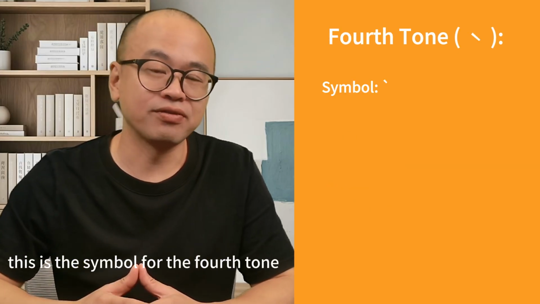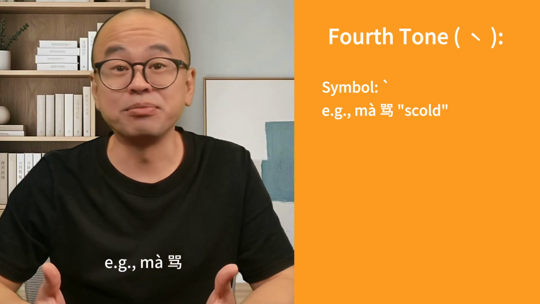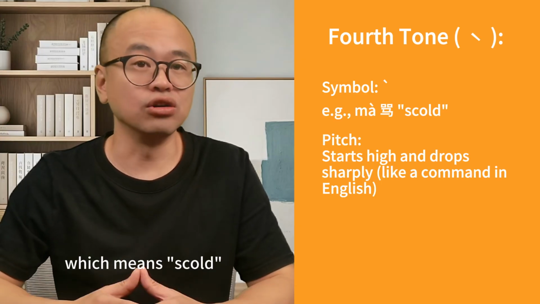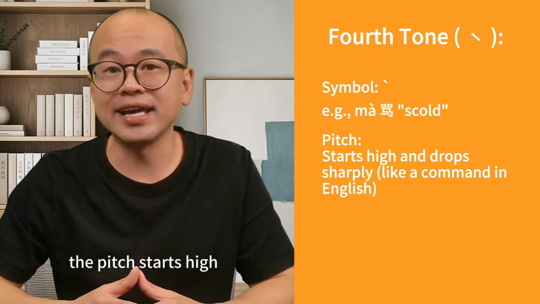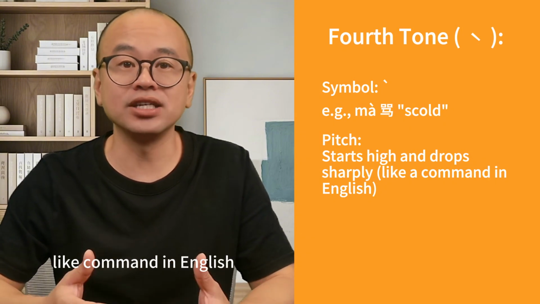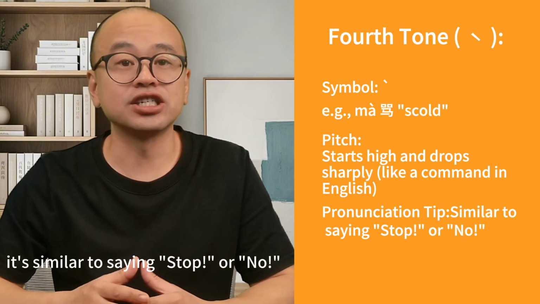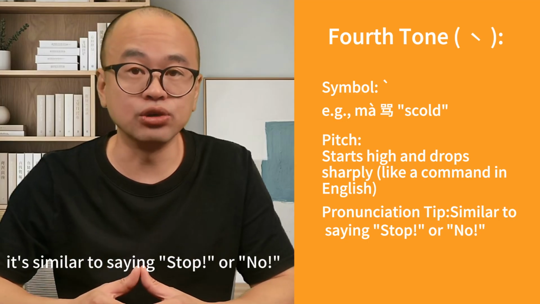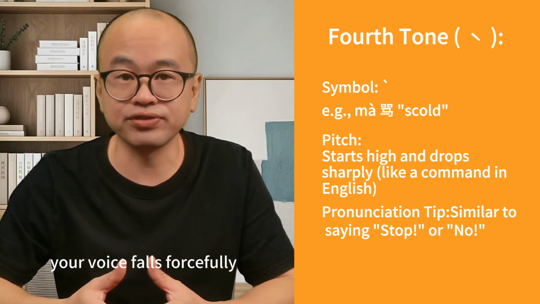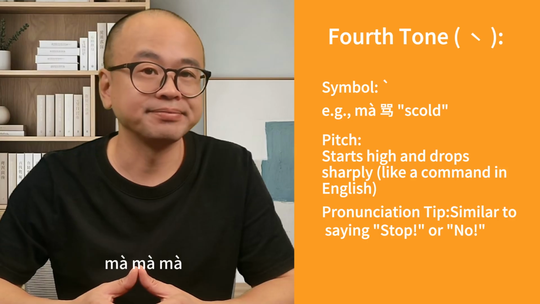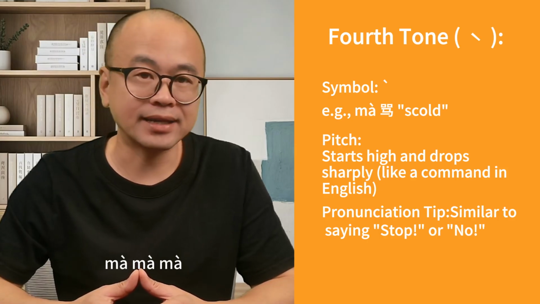The fourth tone. This is the symbol for the fourth tone. For example, mà, which means scold. The pitch starts high and drops sharply, like a command in English. It's similar to saying stop or no. Your voice falls forcefully. Mà, mà, mà.